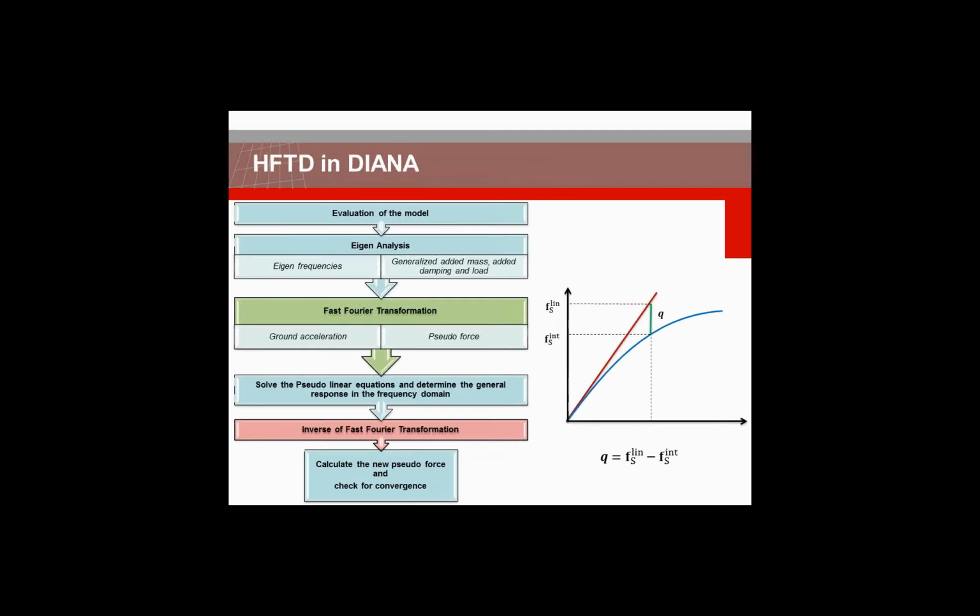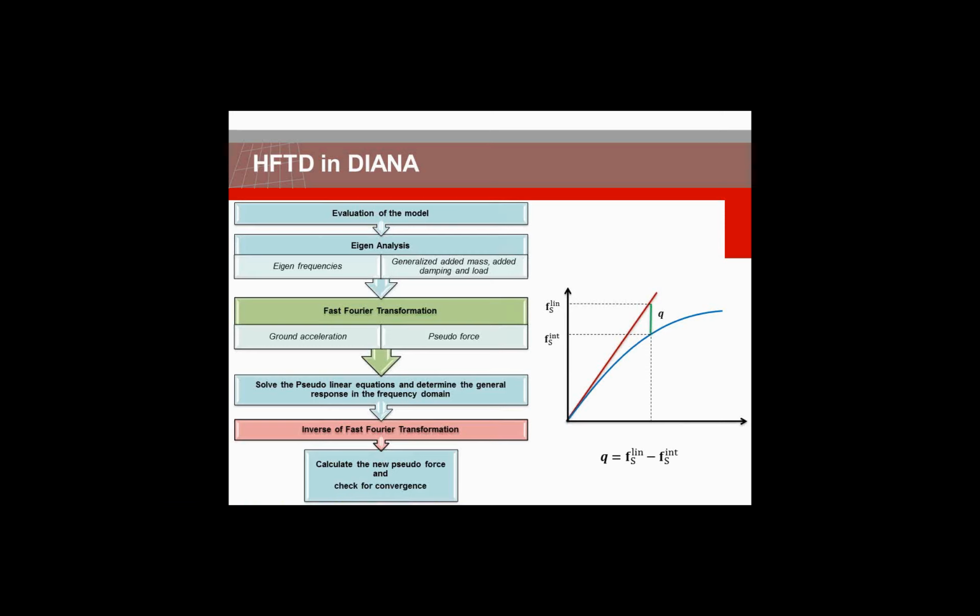And this is HFTD in Diana. This is the conclusion or the big picture of what we explained. In Diana, the first step is to evaluate the model. After that, Diana does an eigenanalysis where we obtain the eigenfrequencies, the generalized mass, the damping, and the load. And when we have all these matrices and terms, we can do the fast Fourier transformation to obtain the acceleration and the pseudo force in terms of the frequency domain.